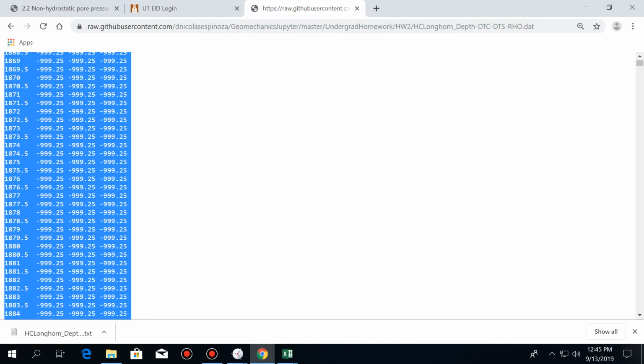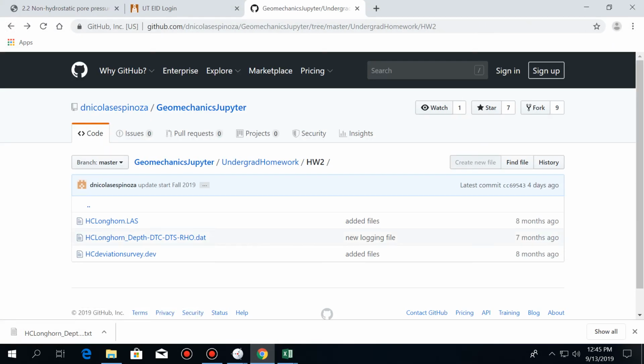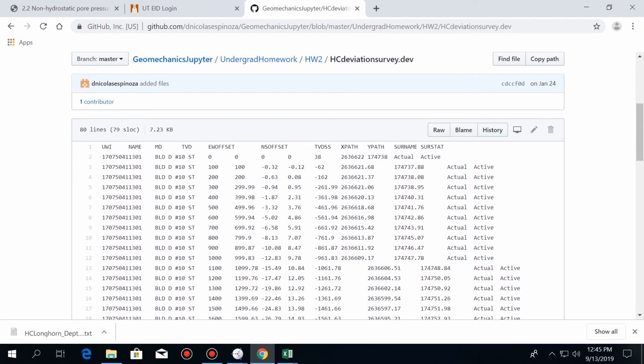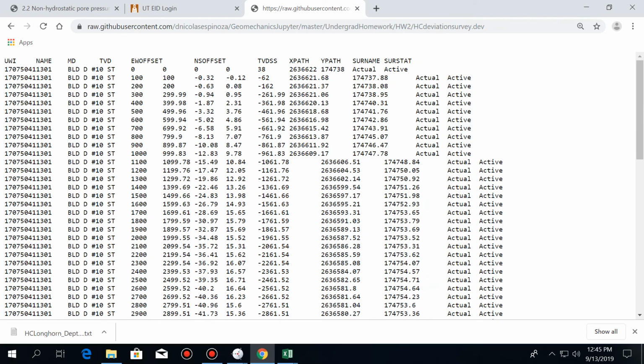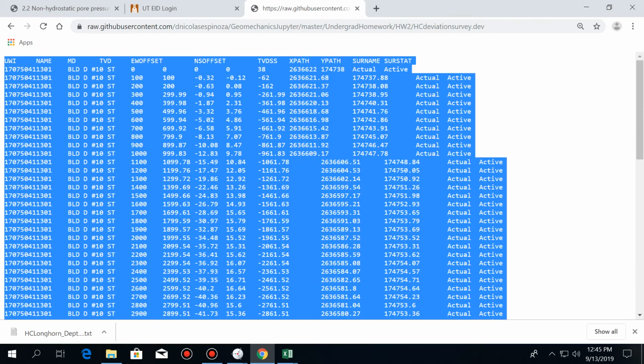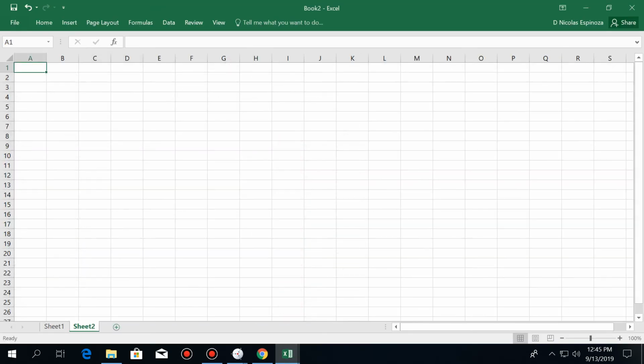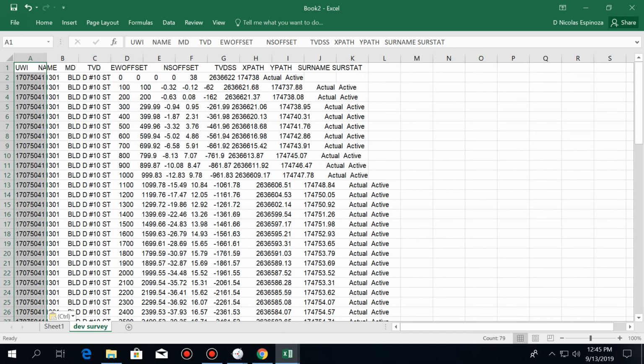And I'm going to get this information from the deviation survey. All right, so let me get there. Deviation survey, and this is the data. I'm going to go raw. Thank you for the trick, I didn't know that. Copy everything, and here I'm going to put it in this same tab and rename it deviation survey. Just copy the data.